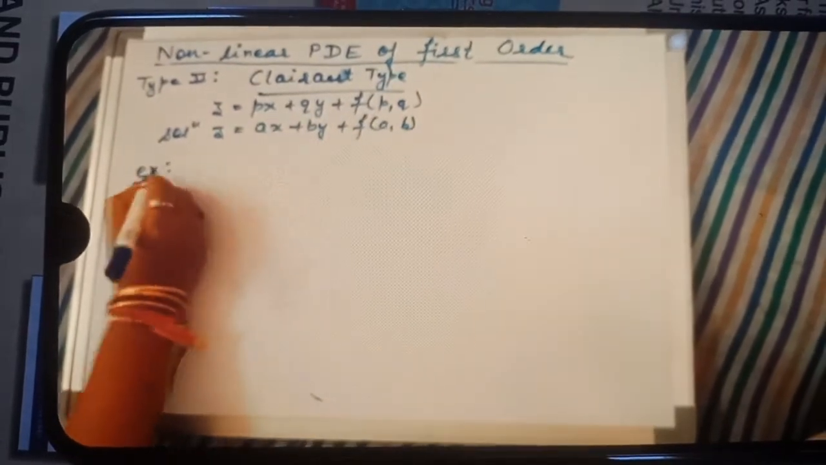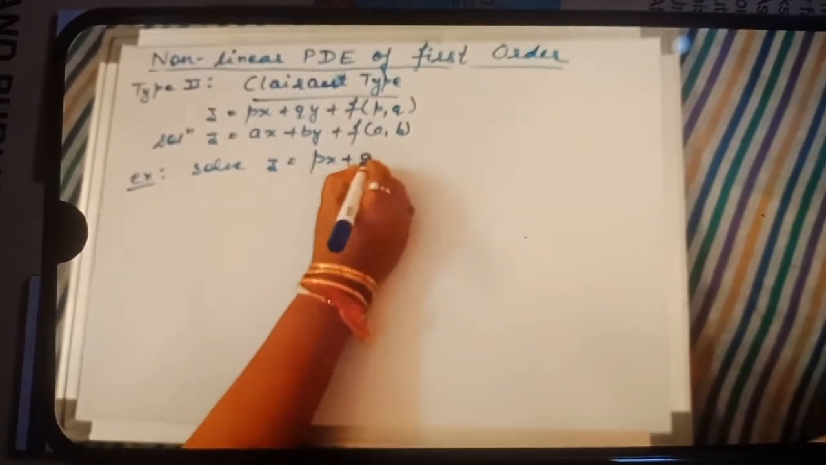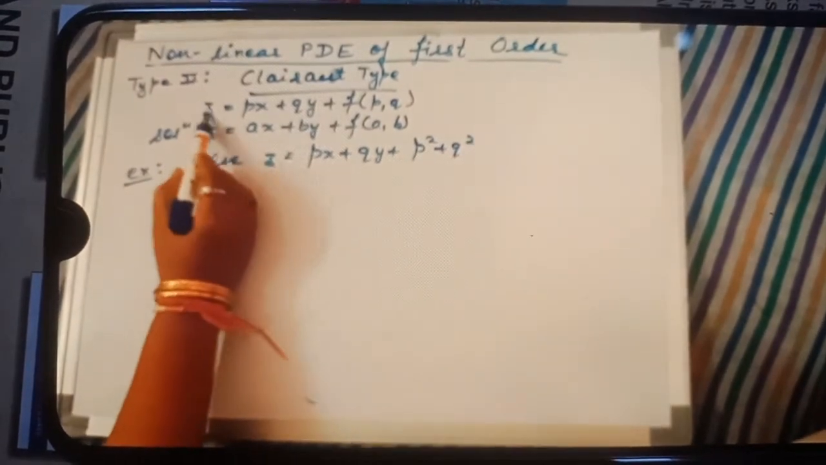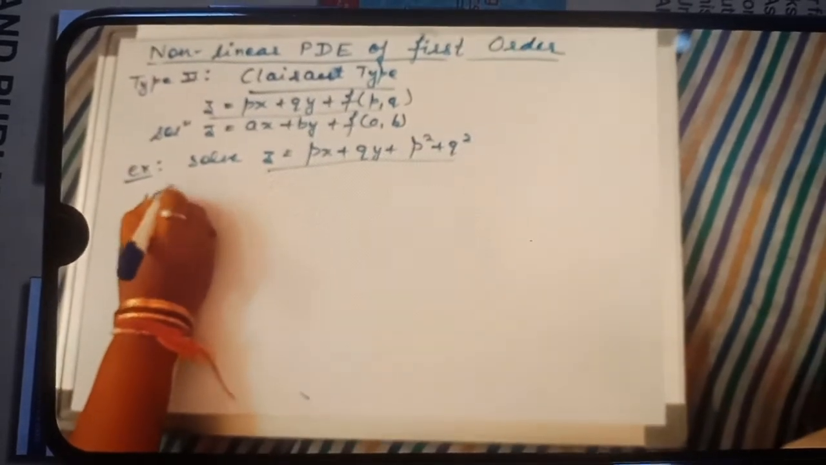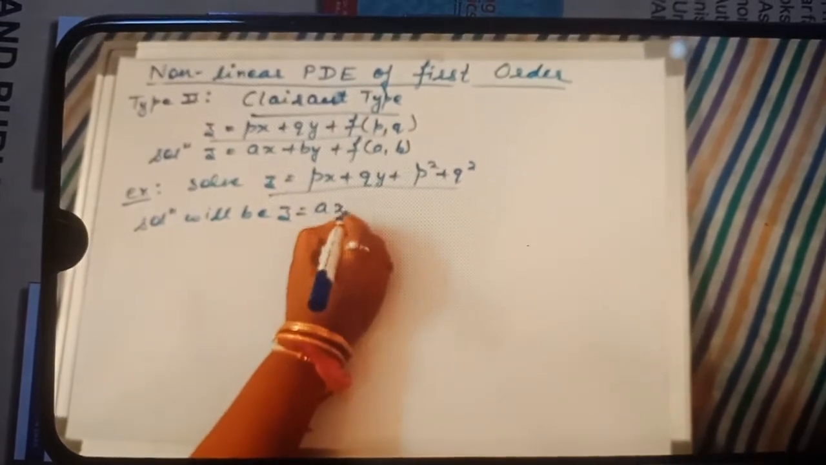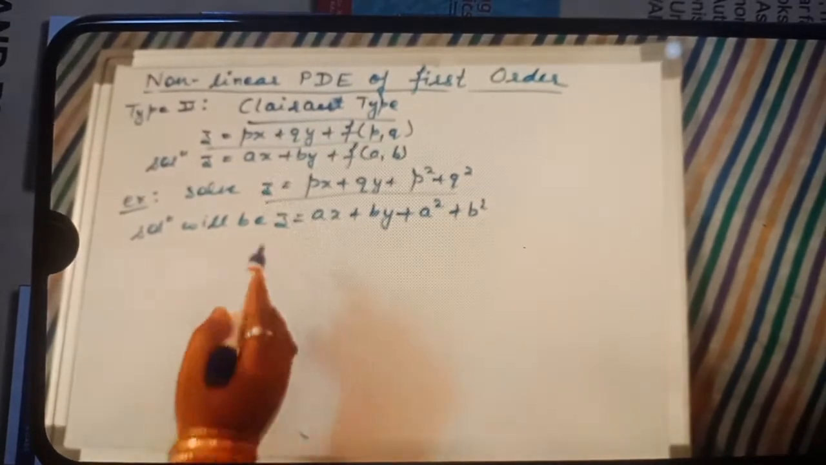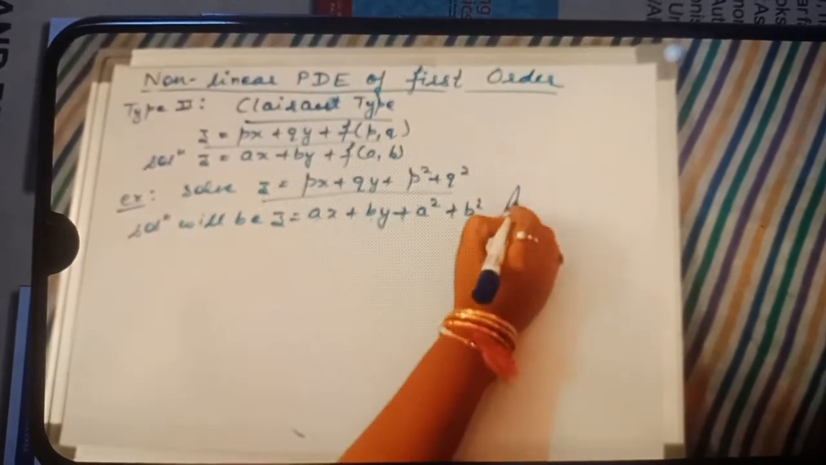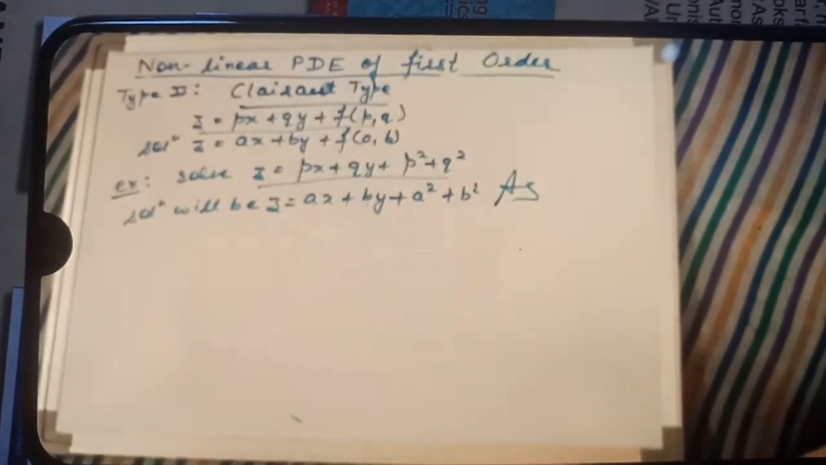Suppose we have to solve z equals px plus qy plus p square plus q square. So you can see that the equation is given in this form, isn't it? Therefore the solution will be z equals ax plus by plus a square plus b square. You can see that in place of p we put a and in place of q we put b, and this will be your final answer. ठीक है. After that we will do the type 3 method.